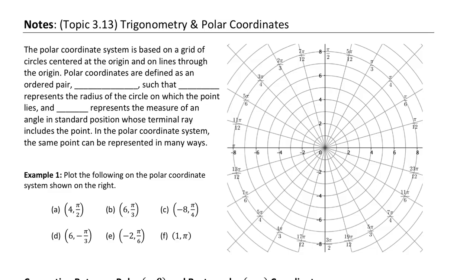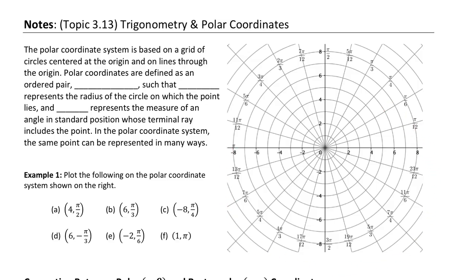This right here looks like a spider web, yeah? This is called the polar coordinate plane. So not only will you now be able to plot X and Y coordinates on a rectangular coordinate grid like you've been doing since middle school, we today are going to introduce how to plot points on what's called a polar coordinate plane or a polar coordinate system. A polar coordinate system is based on a grid of circles centered at the origin and on lines through the origin. Notice that these lines are all radians that we have measured throughout the unit circle.